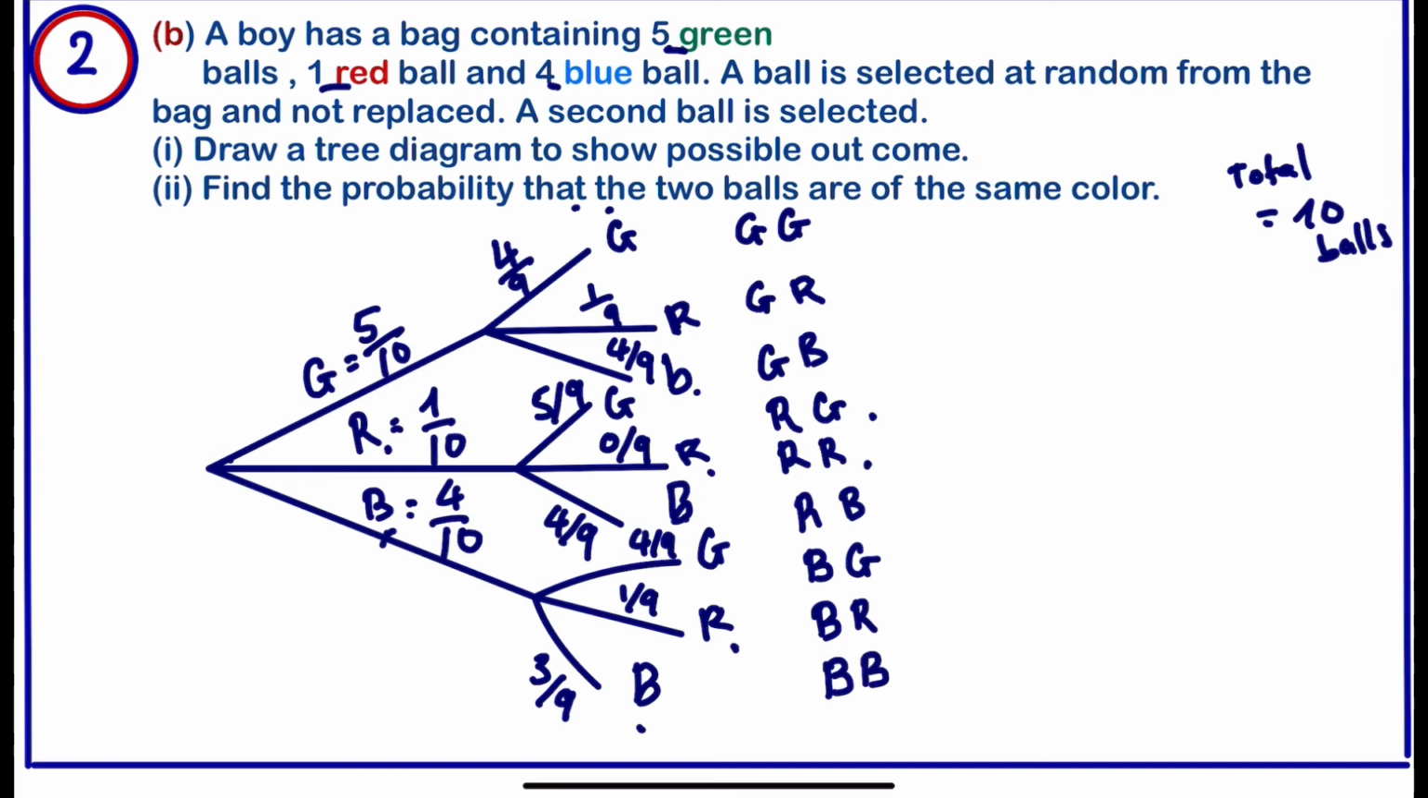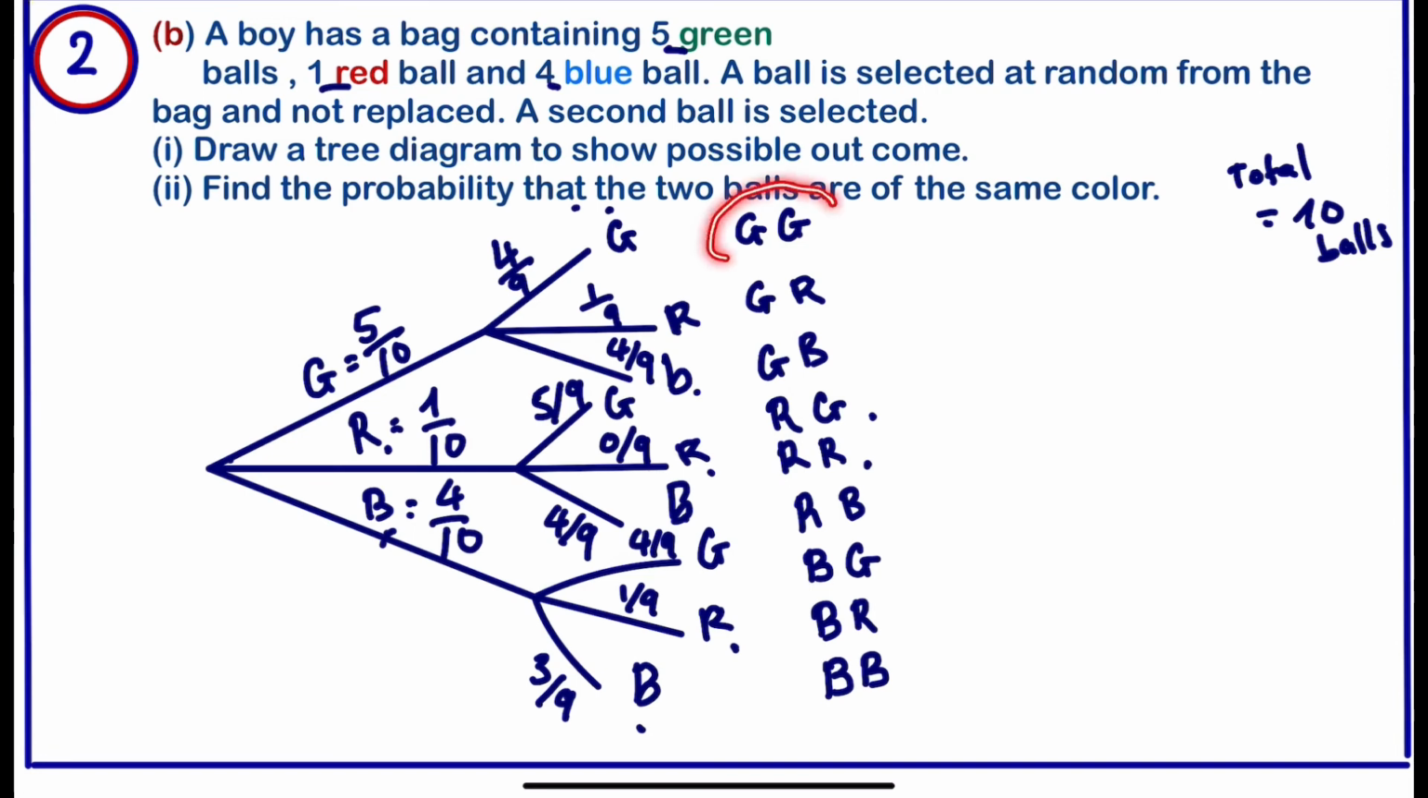Now what is all this outcome about? This outcome means that when we select, we can only have these colors. So we can only select maybe green, green, green, red, green, blue. So these are the possible outcomes. So we have drawn the tree diagram. The next question is to find the probability that the two balls are of the same color.